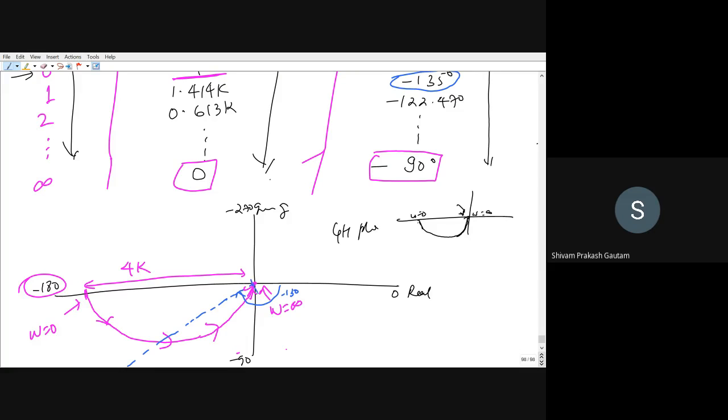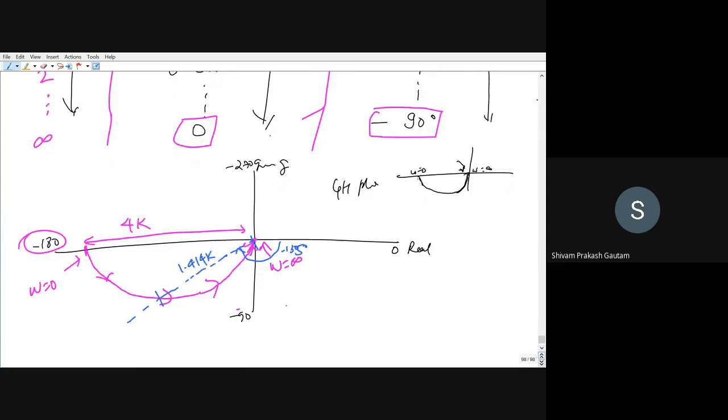And you can calculate the magnitude, that is from here to here. What is the magnitude? 1.414 K. This is the magnitude, that is the distance from the origin. And this is the minus 135 degree line. So this will represent the complete polar plot of the given problem. Is it okay? Or should I explain it again?